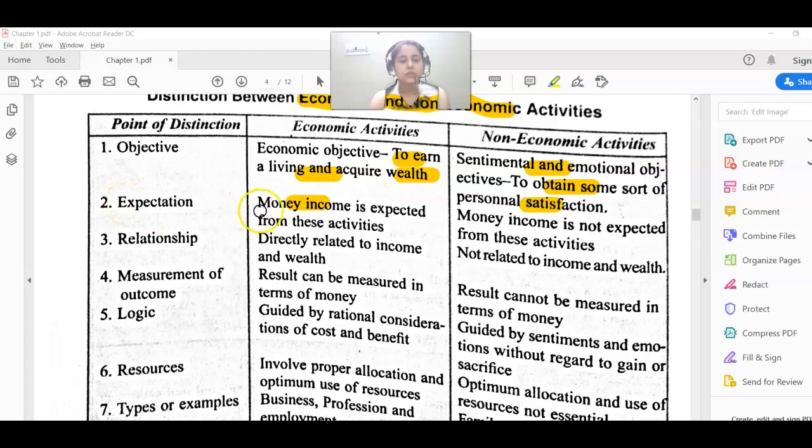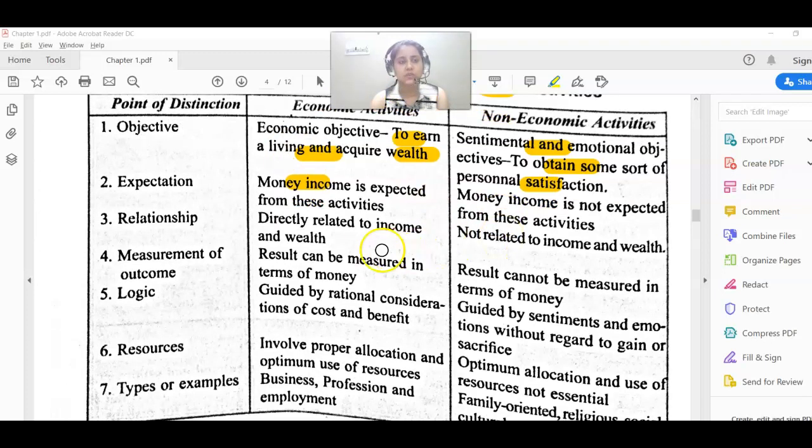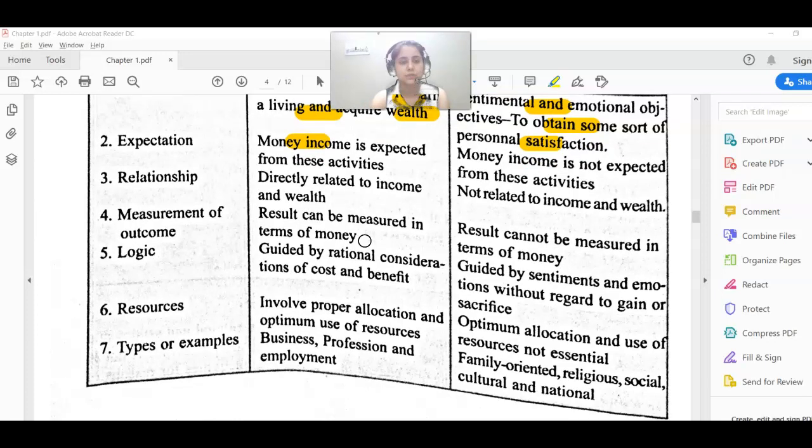So, expectations. When we do economic activity, what are our expectations? We do it because we want to earn money. But we don't expect money when we are doing non-economic activity. What is the relationship? Directly related to income and wealth, versus not related to income and wealth. Measurement of outcome: we can measure economic activity in terms of money. We cannot measure in terms of money the non-economic activity we do.